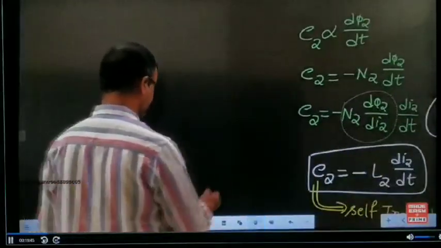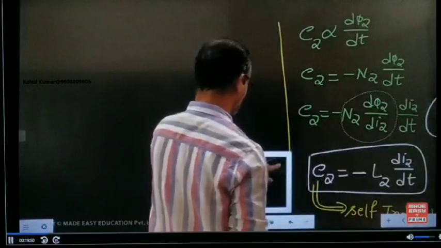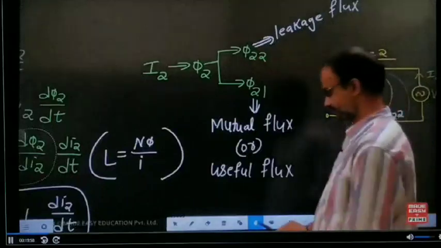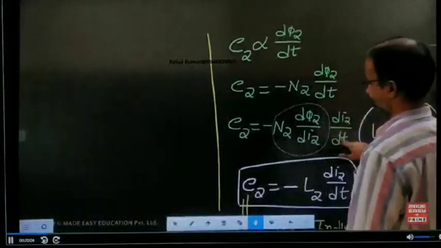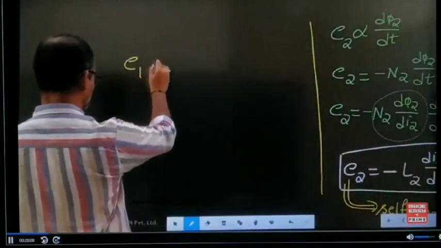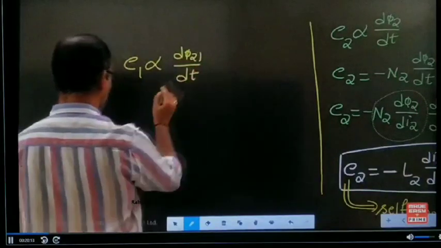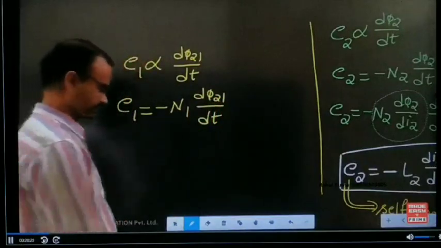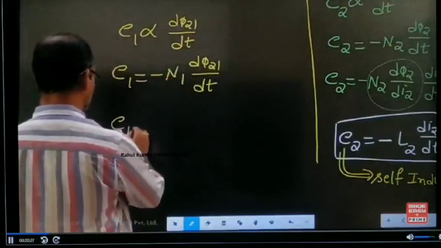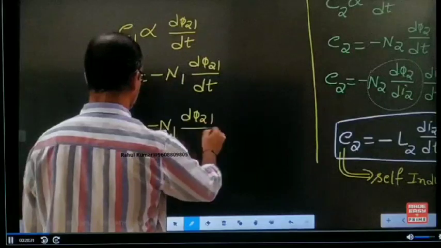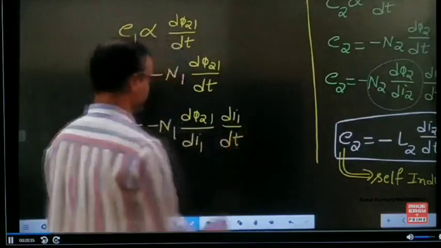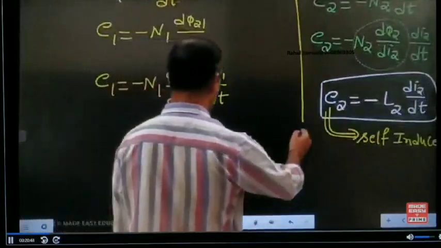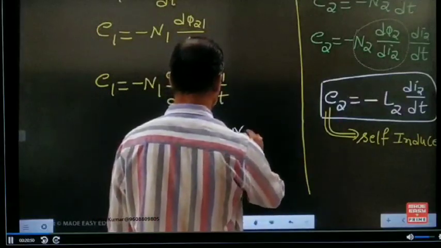Now similarly for the first inductor. For this first inductor, which flux is linking here? Only phi 21. For the first inductor, only phi 21 flux is linking. Again with respect to Faraday's law, the induced voltage in the first inductor is directly proportional to the rate of change of flux. Based on proportionality, I introduce one constant, that constant is N1. If these two terms are cancelled out, the same expression is obtained. One more new term is introduced, M12.